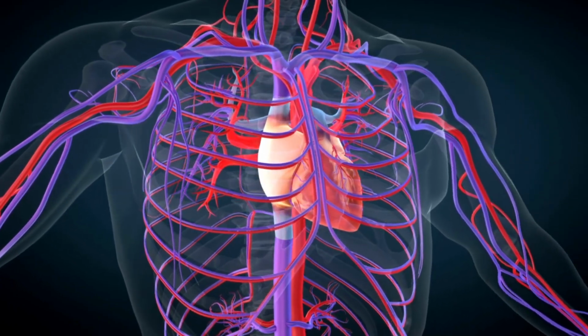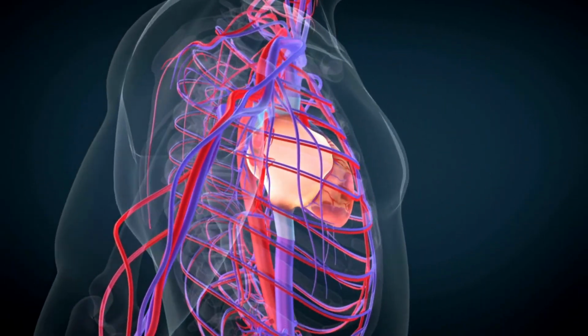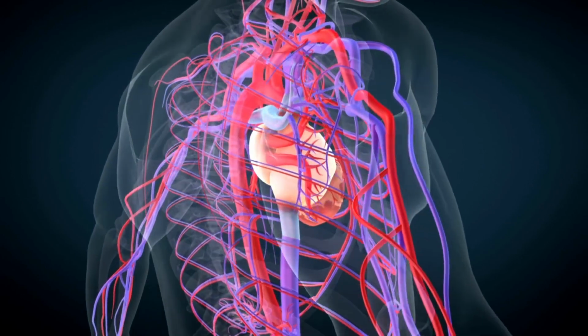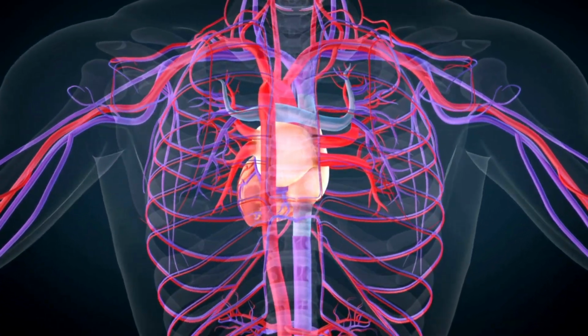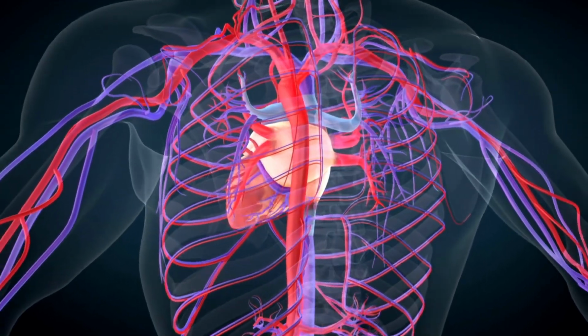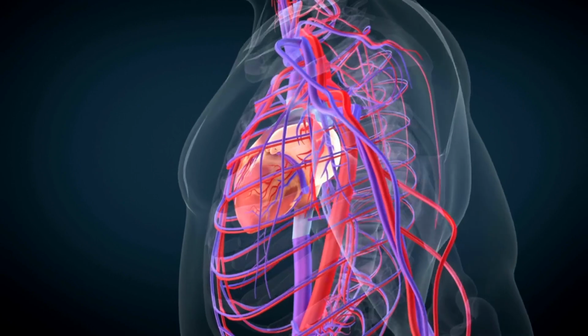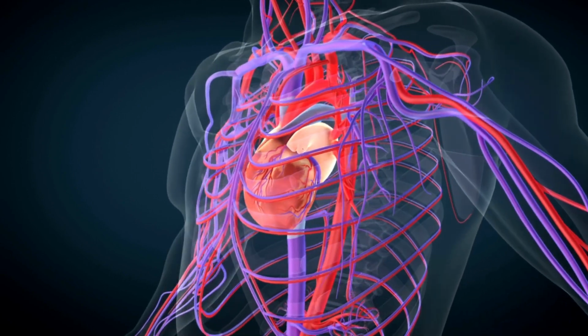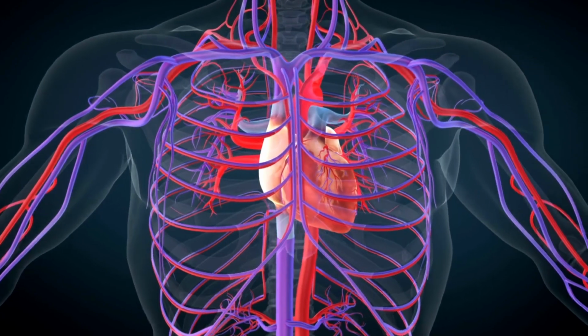The heart is a vital muscular organ in the circulatory system that plays a central role in maintaining blood circulation in the body. It is located in the chest cavity, between the lungs, and is roughly the size of a fist. The heart consists of 4 chambers, 2 upper chambers called atria and 2 lower chambers called ventricles.